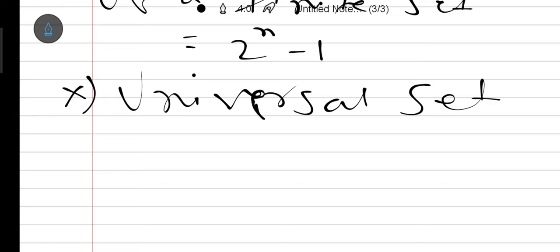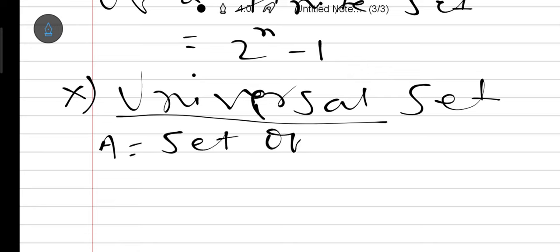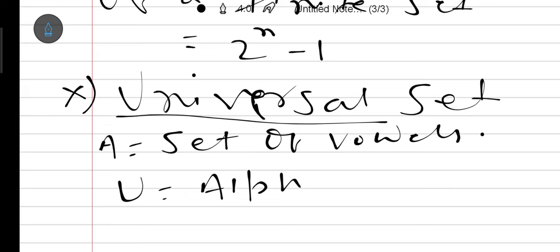See, this word even tells you everything. This word gives you the vibe. This word tells you what it is: universal. All the sets present in this universe are called a universal set. Suppose I have taken A equal to the set of vowels, then here the universal set will be the alphabets.